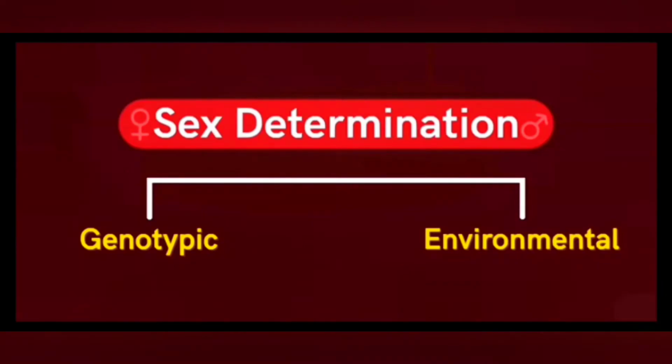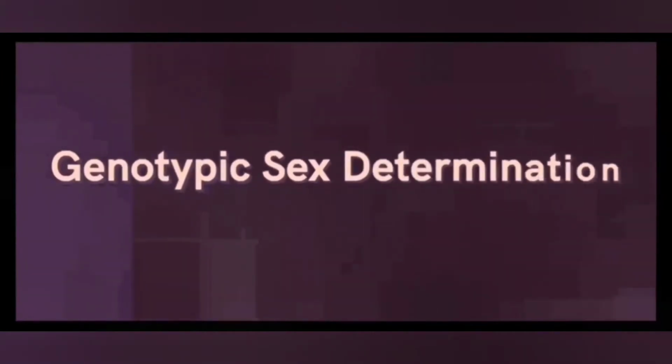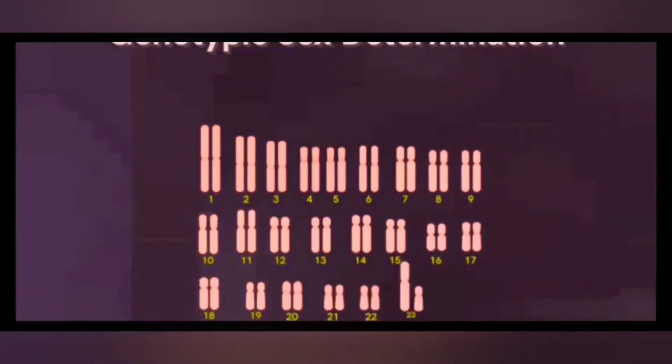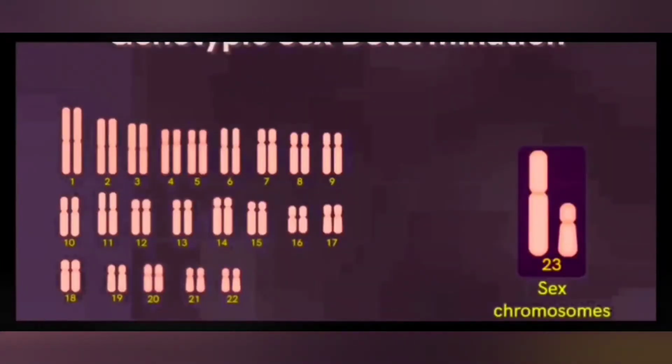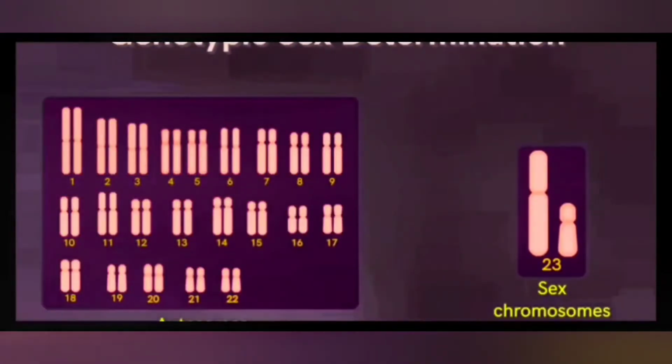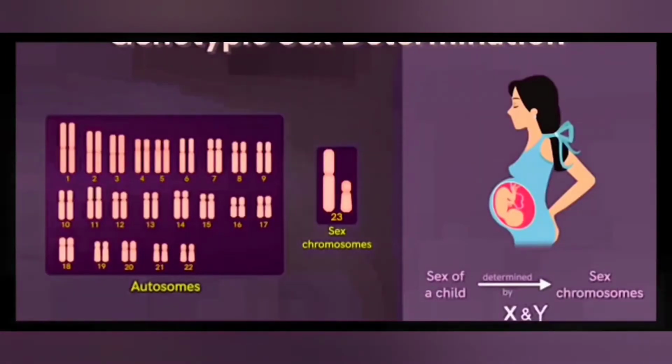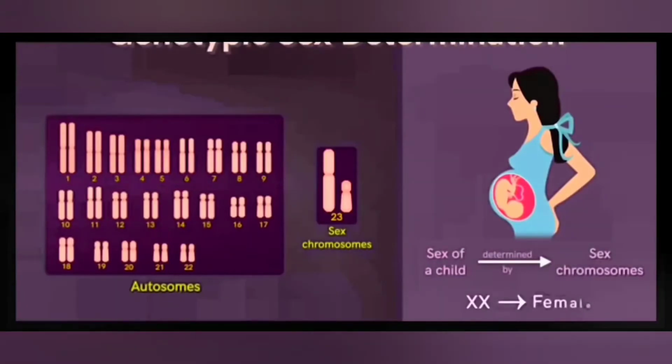Let us now summarize and recapitulate the whole mechanism of sex determination. The first type is genotypic sex determination, which is based on sex chromosomes. Let us take the example of human beings. There are 23 pairs of chromosomes, out of which 22 pairs are autosomes, which are common in both male and females, whereas the 23rd pair is known as sex chromosome, which are X and Y in males and XX in case of females.